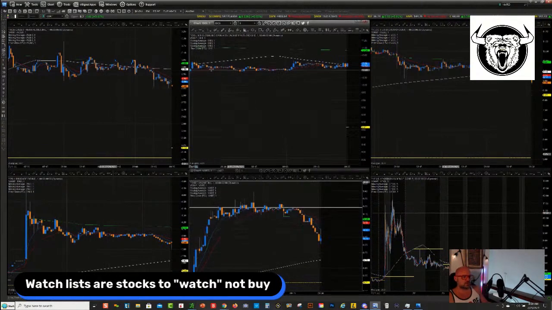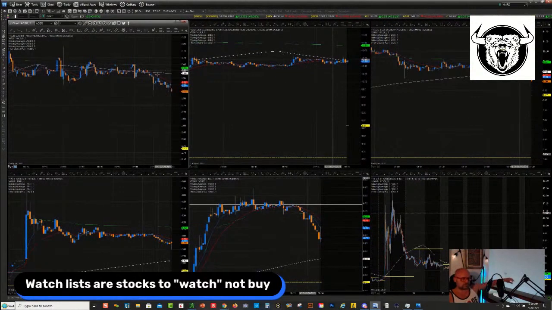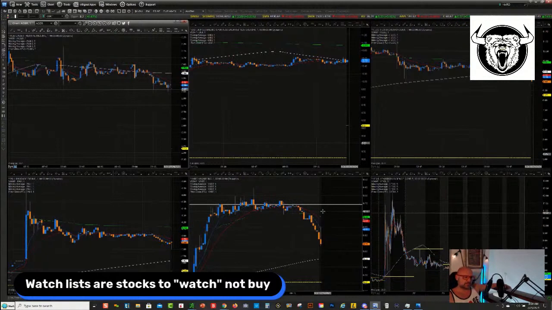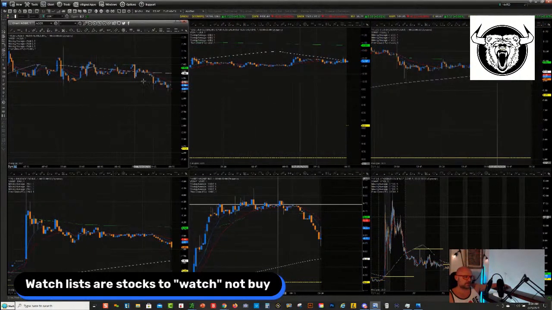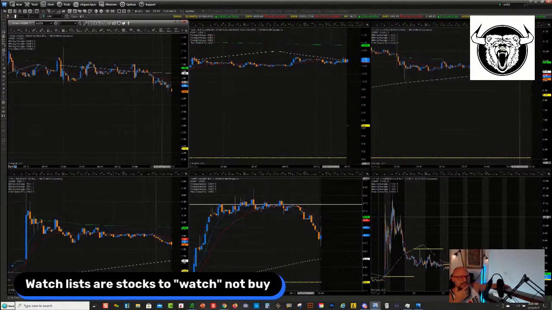So you'll see these are just 1 minute charts, right? I personally like bull flags, and I want price to be above these moving average lines right here. The blue line is the 9 EMA, the red line is the 20 EMA, the white is the 200 SMA, and the green is VWAP.